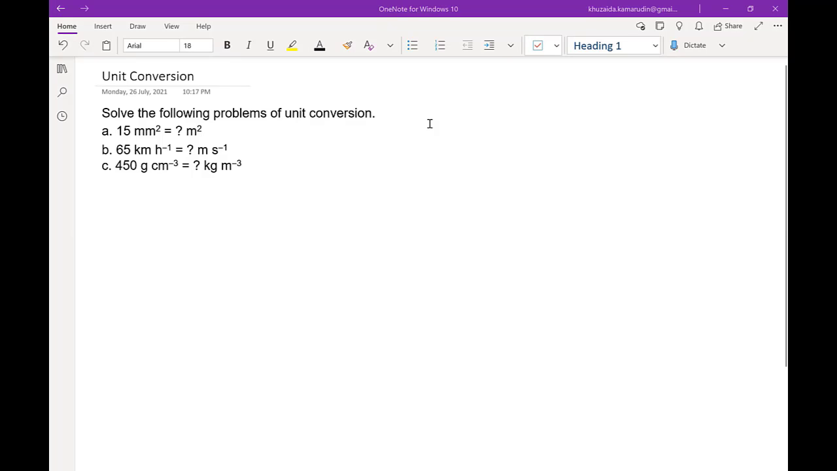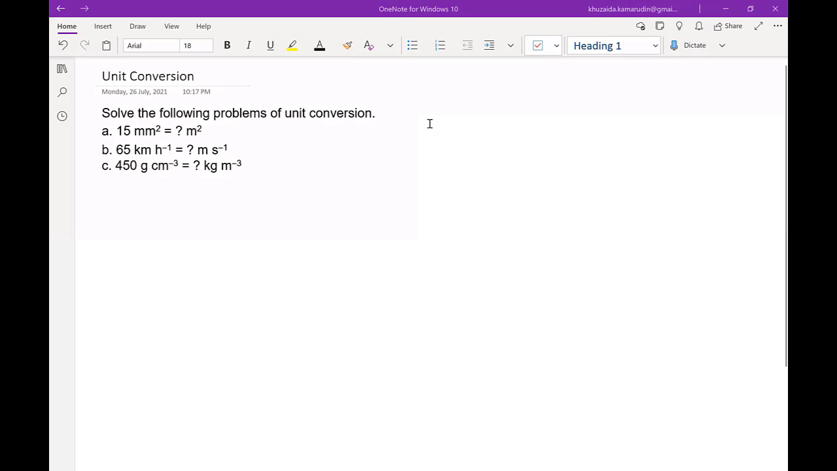Alright, okay. So this is the prior knowledge that you should know. Make sure if you have problems with unit conversion, please study, do a revision, and try to do a lot of exercise. Because this one is very important, and you're gonna use this one a lot for the whole semester 1 and also semester 2. Okay, all right.